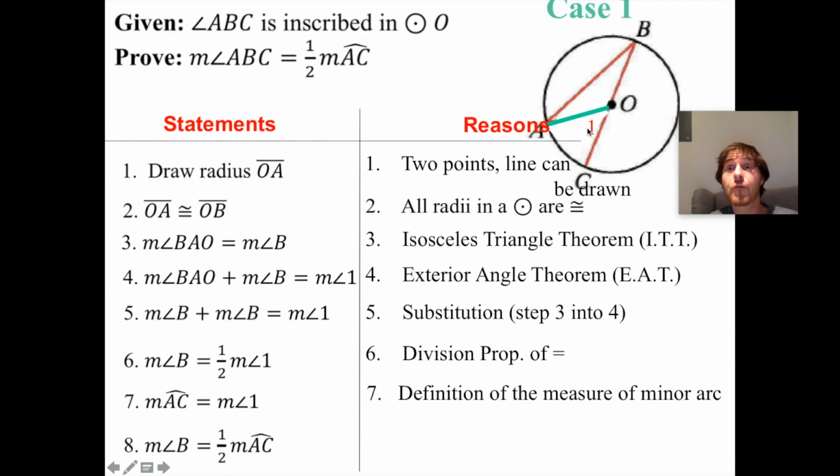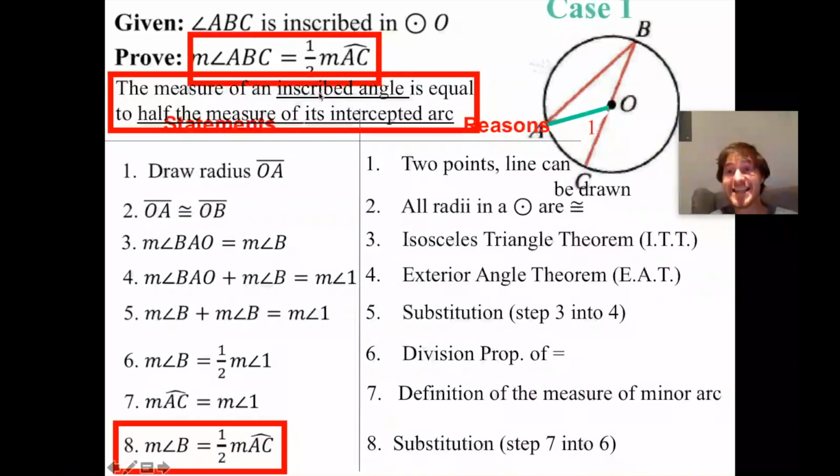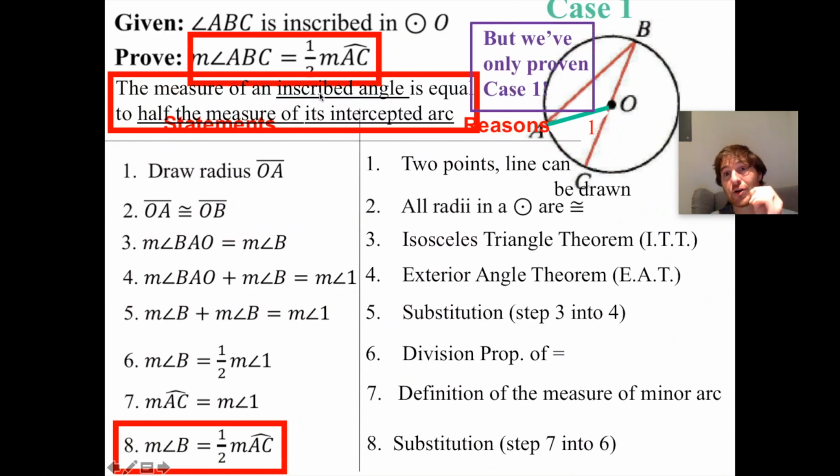We finished this proof for what, though? Just for case 1, okay? So we get here, the measure of arc AC, replace that, and check it out here. Look, the measure of angle B. Well, that's the same angle as the measure of angle ABC, like the same angle we're talking about here. So we've done it. We've proven it. We've done it here. But we've only done it for case 1.